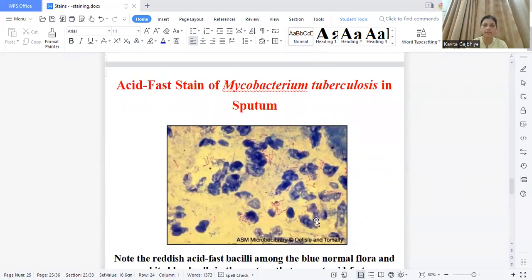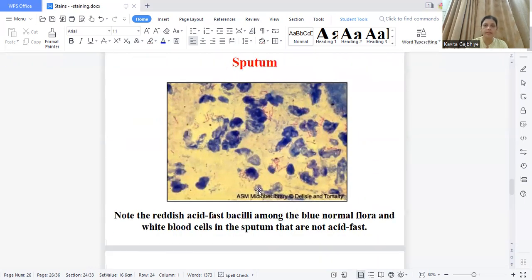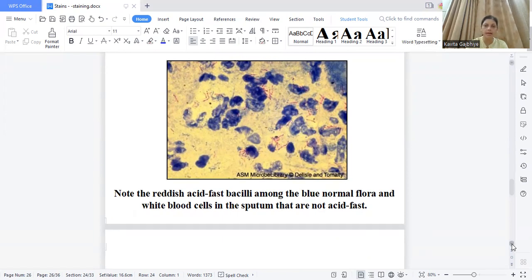You can see here a representation of acid-fast staining. Here you can see some reddish acid-fast bacilli among the blue normal flora and white blood cells in the sputum that are not acid-fast. So you can easily see the differentiation in this slide.